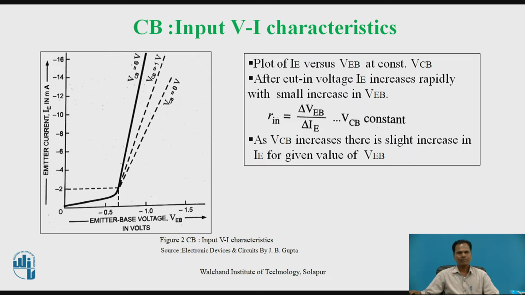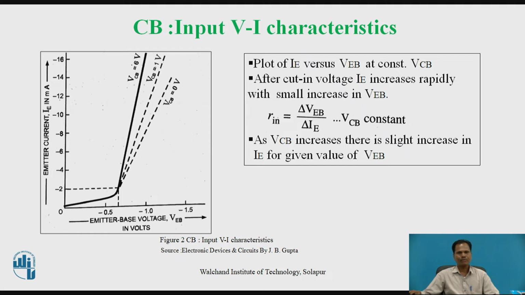From these input characteristics, it is seen that as the emitter to base voltage, that is the input voltage, is increased from zero, as long as the emitter to base voltage is below the cut-in voltage, or knee voltage, of the transistor, the current flowing in the emitter terminal is very small. It is practically assumed to be zero. The emitter current is zero.